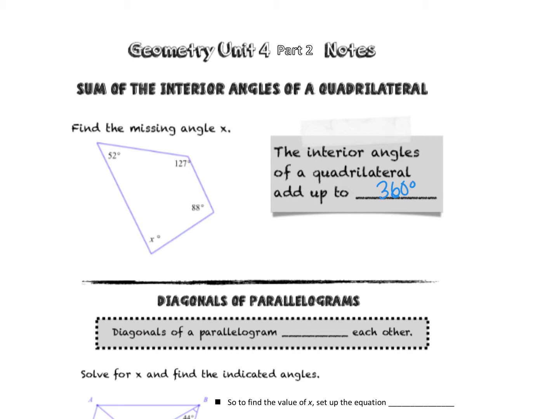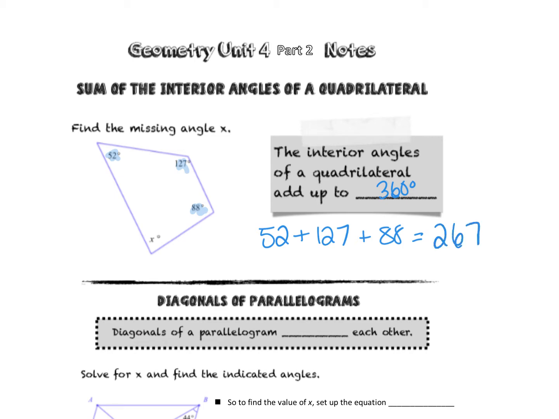So if they give you three of the angle measures, then what you're going to do to solve this is you're going to add them up and subtract them from 360. So 52 plus 127 plus 88 is equal to 267.